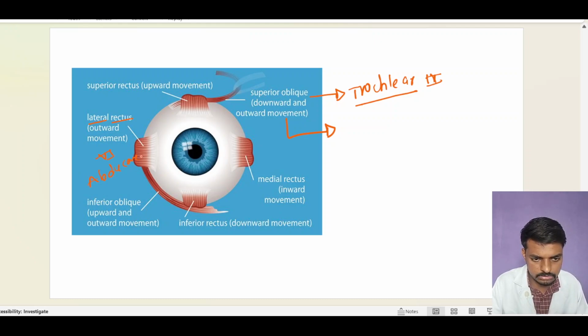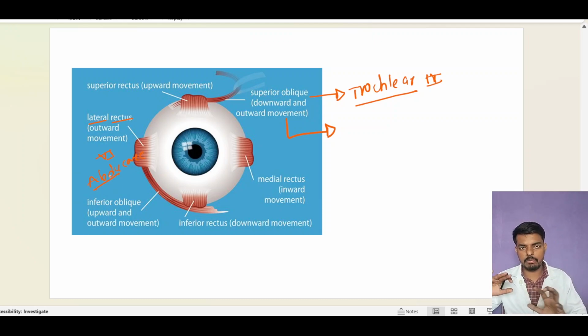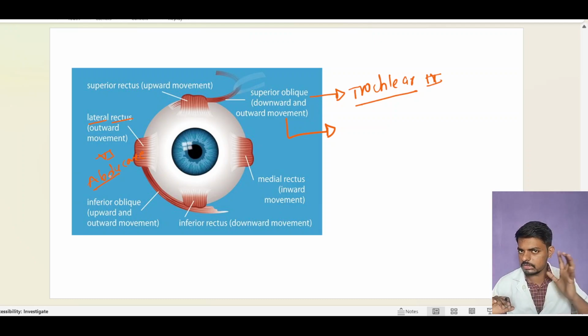Abducens. We can remember abduction. Abduction means away from the body. Adduction means towards the body. So lateral movement, away from the body, is supplied by the abducens nerve. Very important, you can remember.